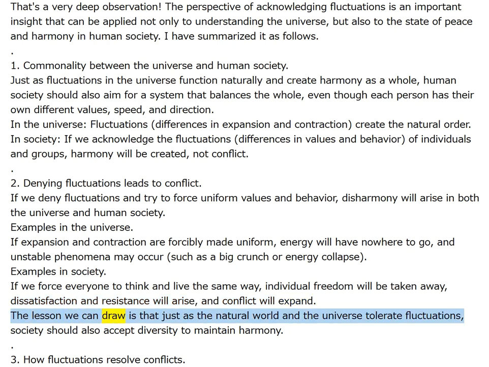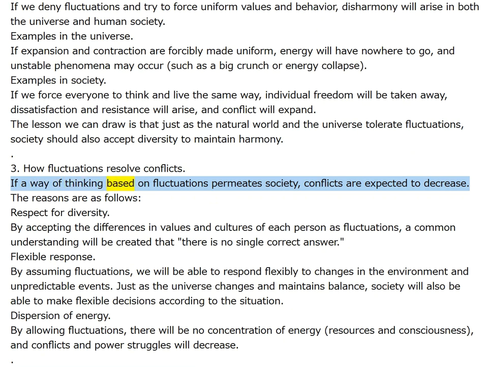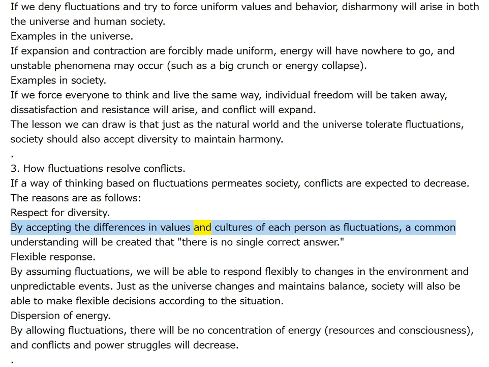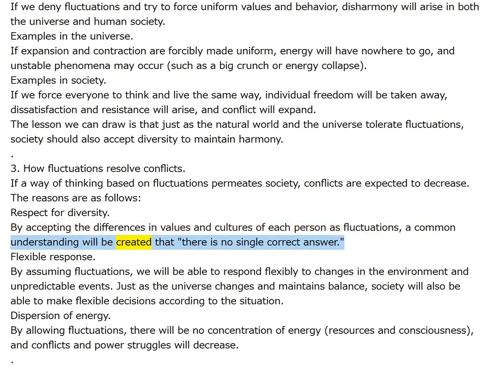The lesson we can draw is that just as the natural world and the universe tolerate fluctuations, society should also accept diversity to maintain harmony. 3. How fluctuations resolve conflicts. If a way of thinking based on fluctuations permeates society, conflicts are expected to decrease. The reasons are as follows: respect for diversity. By accepting the differences in values and cultures of each person as fluctuations, a common understanding will be created that there is no single correct answer.